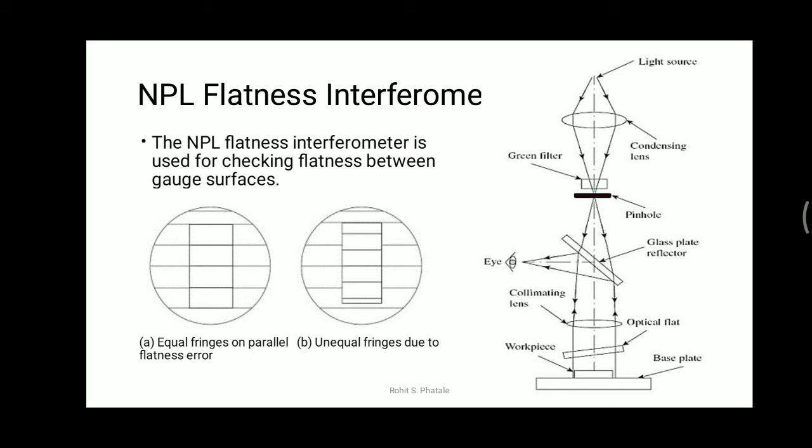This happens because the base plate is flat and the slip gauge is not flat, and that's why the base plate remains at a certain angle to this optical flat, but the gauge has a different angle with the optical flat. That's why we get such a fringe pattern with parallel and straight lines, but the pitch is different. And that's why we observe these two types of images on this glass plate reflector, which can be observed from the eyepiece of this interferometer.